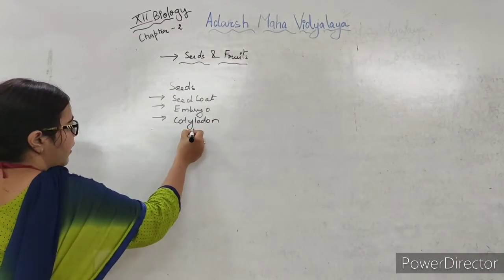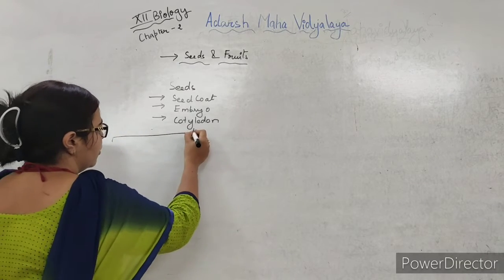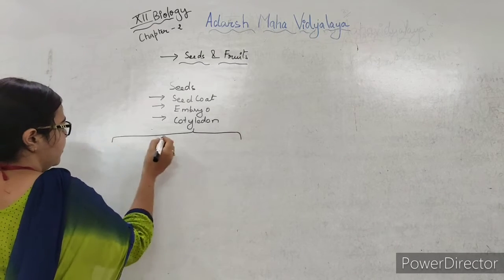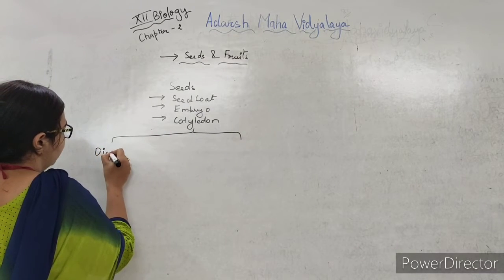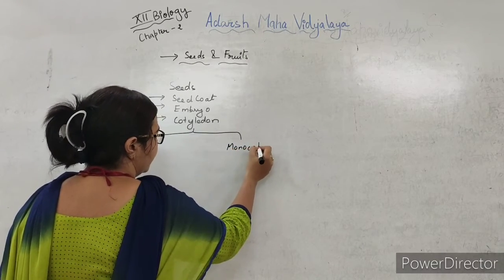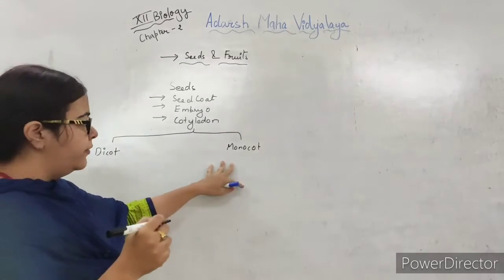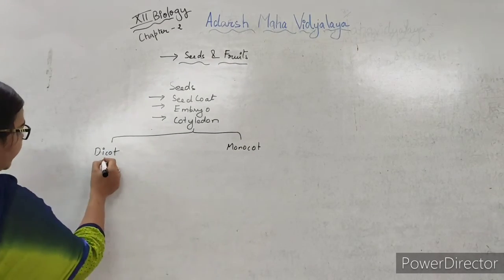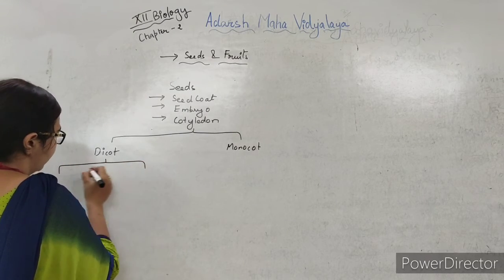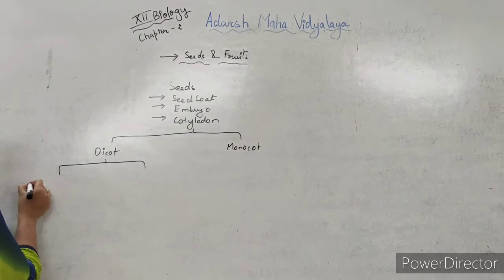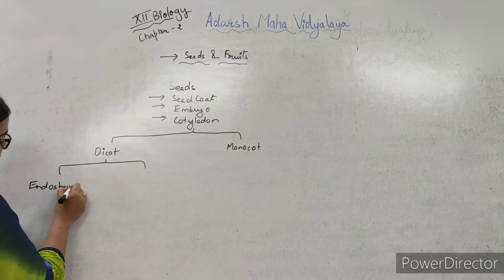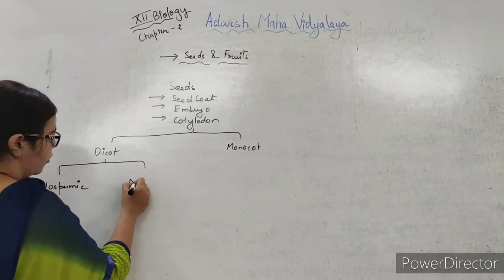We can divide the plants into two types on the basis of the cotyledon. This you have already studied in 10th and 11th standard, that is dicot plants and monocot plants. Dicot plants have two cotyledons and monocot plants have a single cotyledon. Now in dicot plants also we can divide two types of seed formation. One is the endospermic, and the other is non-endospermic.